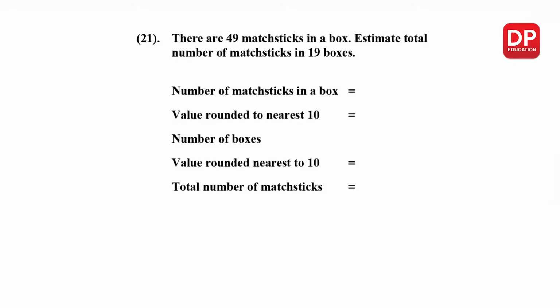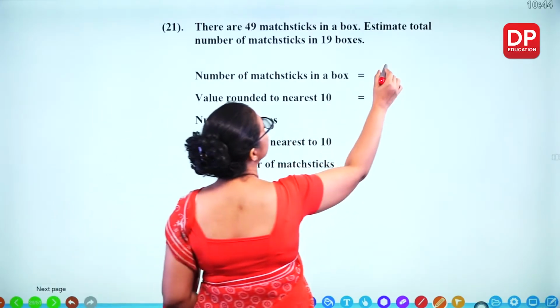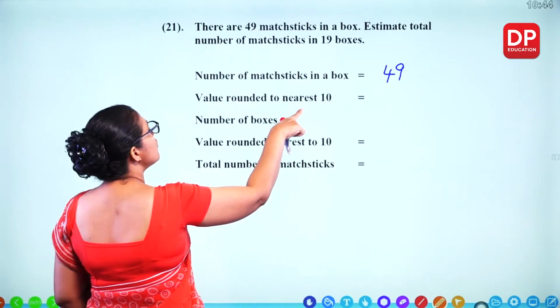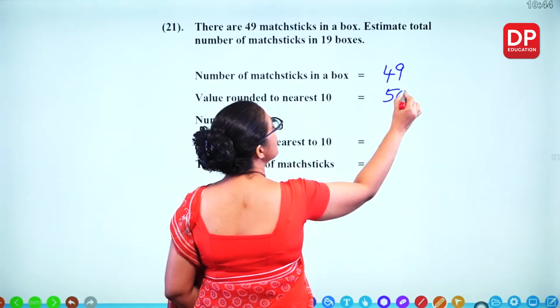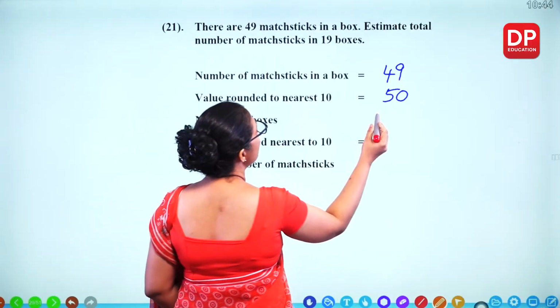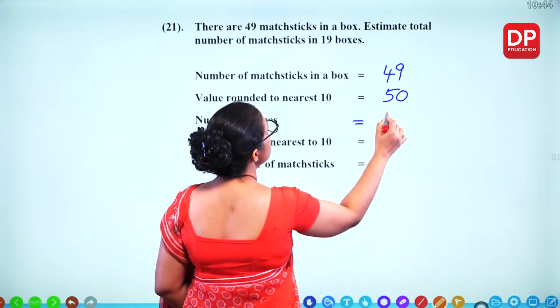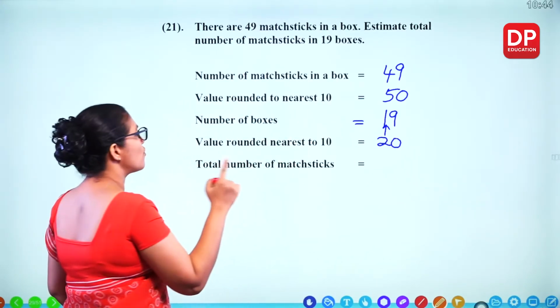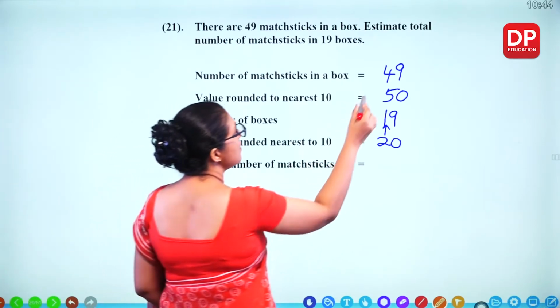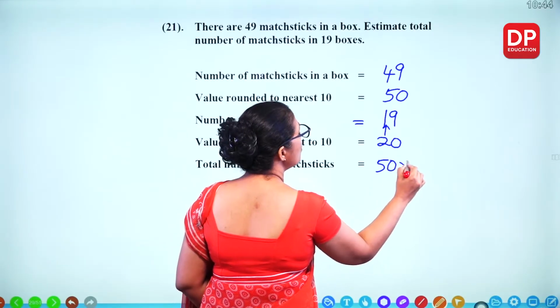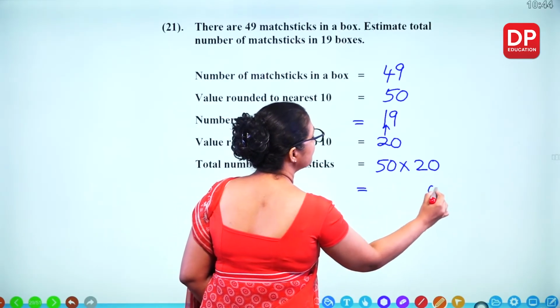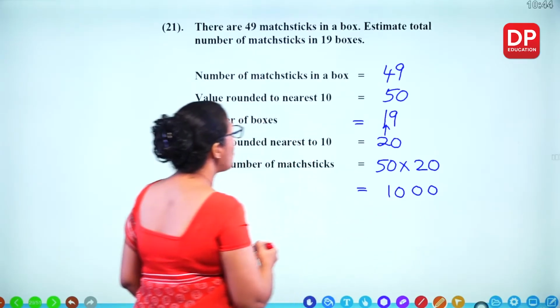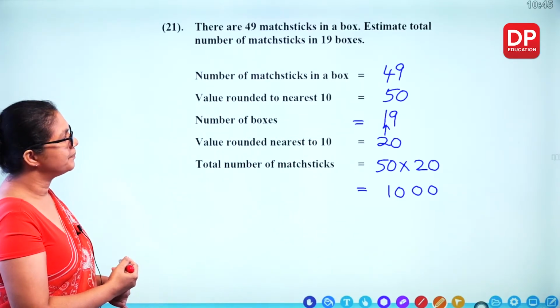There are 49 matchsticks in a box. Estimate the total number of matchsticks in 19 boxes. So the number of matchsticks in a box is 49. Round that value to the nearest 10. This becomes 50. The number of boxes also you can round. That's 19, roughly you can take to the nearest 10. That's 20. Now for the total number of matchsticks, you multiply 50 by 20. 0, 0, 5 times 2, 10. 1000 matchsticks altogether.